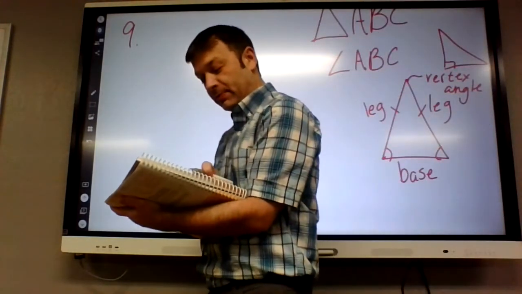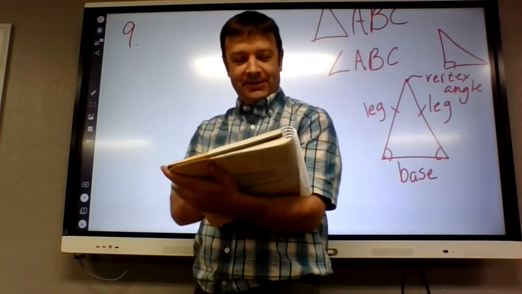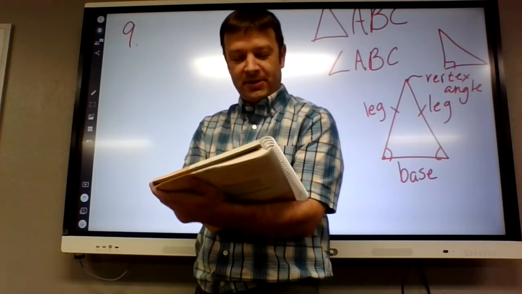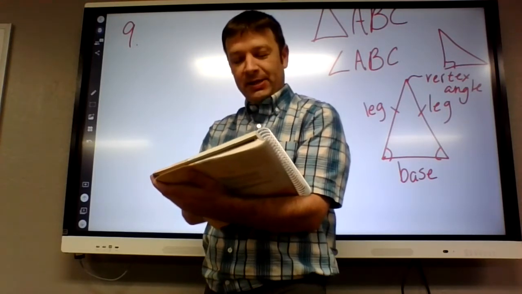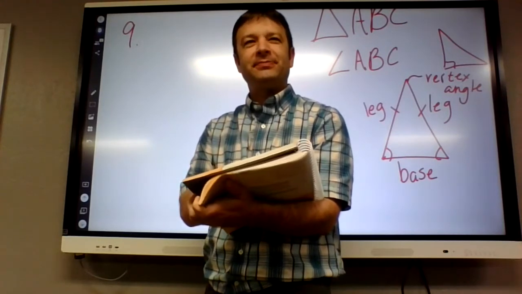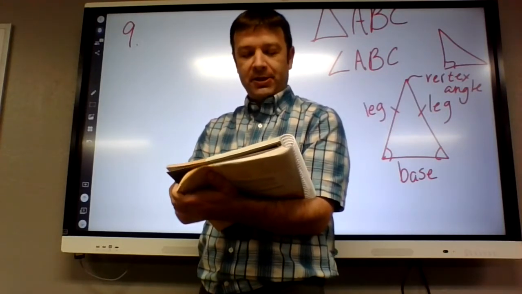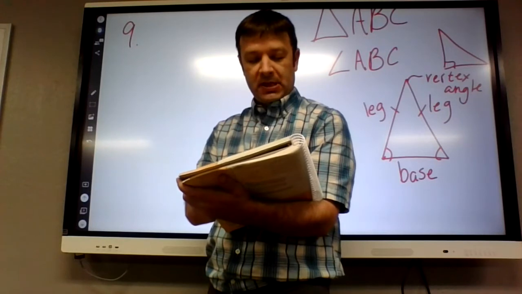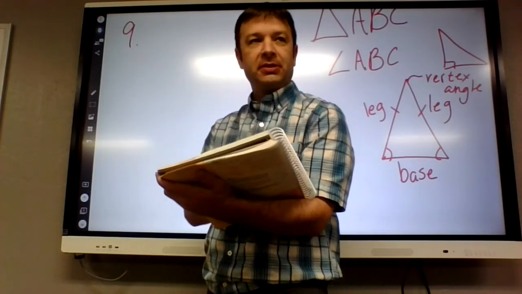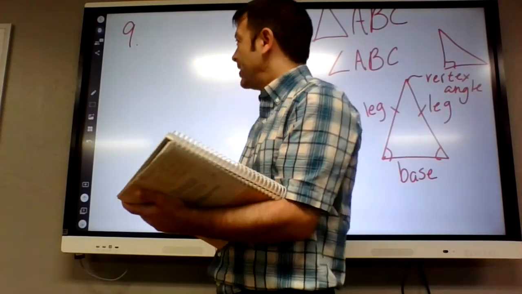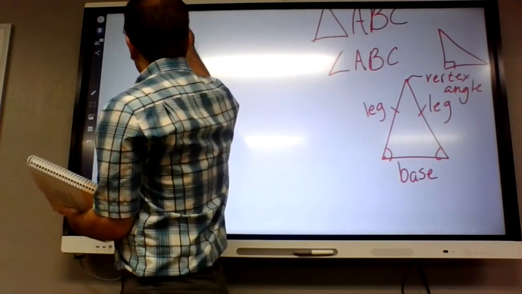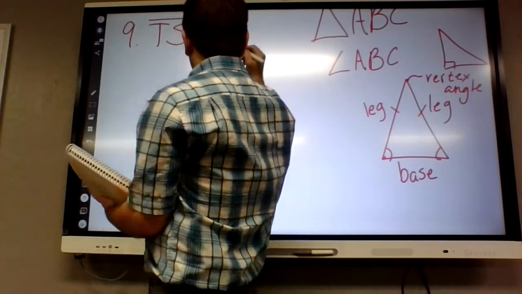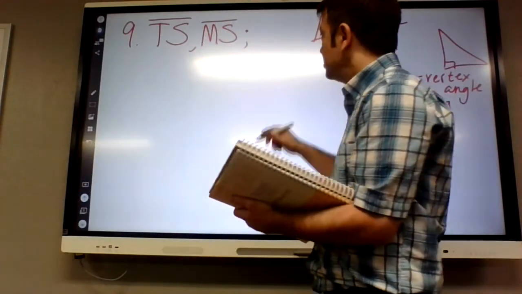Anyway, let's move on. On 9A, what are the legs on that triangle? The legs are the equal sides. So what are the equal sides? TS and MS. And TS and MS are what? Line segments, right? TS, MS. What is the base? TM.